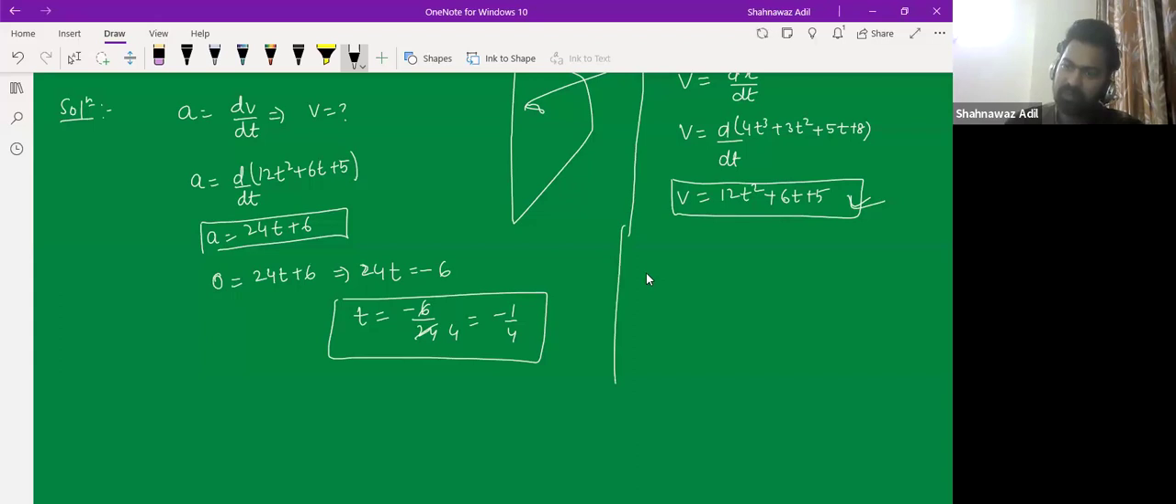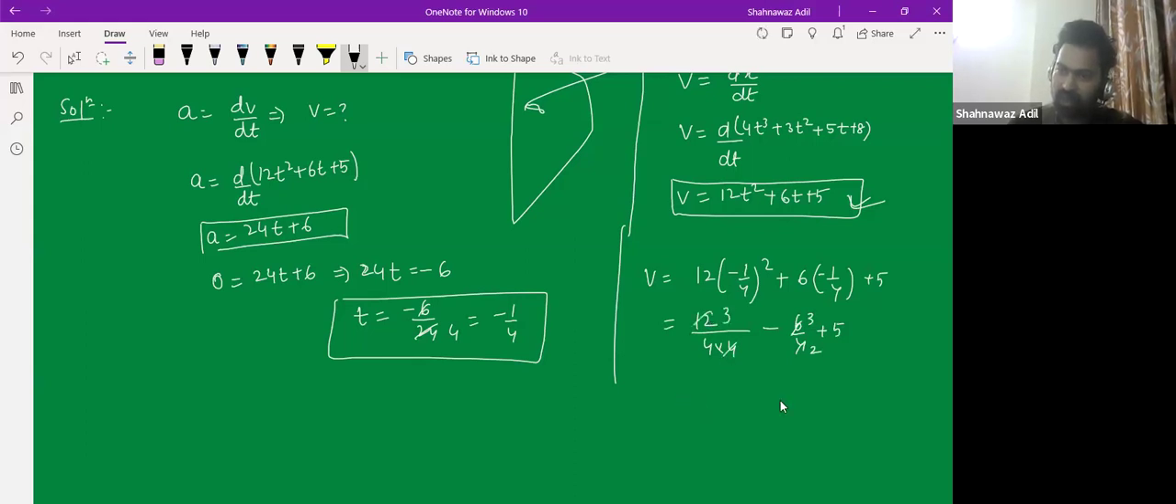So velocity would be simply 12 into (minus 1 by 4) square plus 6 into minus 1 by 4 plus 5. So how much is this thing? So this is 4 into 4, and this is minus 6 by 4 plus 5. So this is 2, this is 3, this is 3 by 4. So LCM is 4. This is 3 minus 2 twos are 4, so 6 and 20. So 23 minus 6. 23 minus 6 is 74 by kilometer per hour.